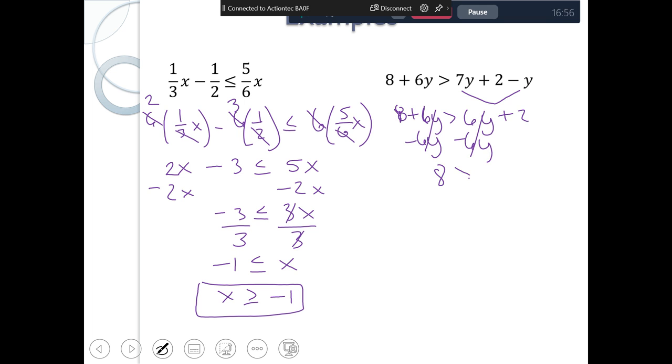I understand that they cancel out. However, I have 8 is greater than 2. Is 8 greater than 2? Yes, so this makes a true statement, which would make this all real numbers, okay? If it was a false statement, like 8 is less than 2, it would be no solution, okay? Identity, all real numbers, any of the following. Sometimes they don't say all real numbers, they just say real numbers, but it means all real numbers, okay?